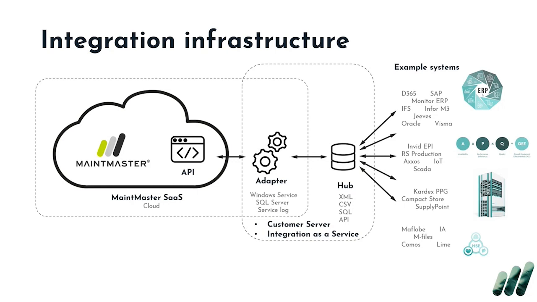The server contains a communication hub where we send and receive the data in XML files, CSV files, SQL Server, or APIs. It also contains the Windows service that runs the integration, the SQL Server to store the data, and a service log. The Windows service communicates with the MaintMaster cloud to update or collect the data.